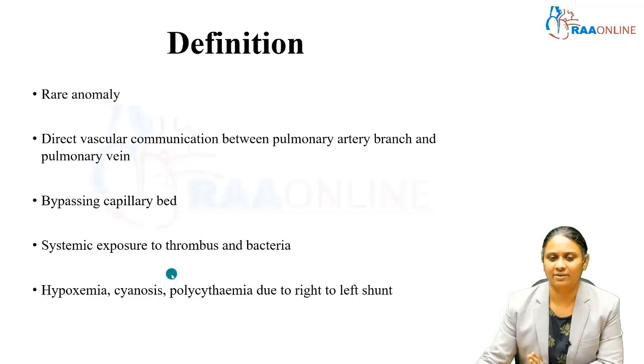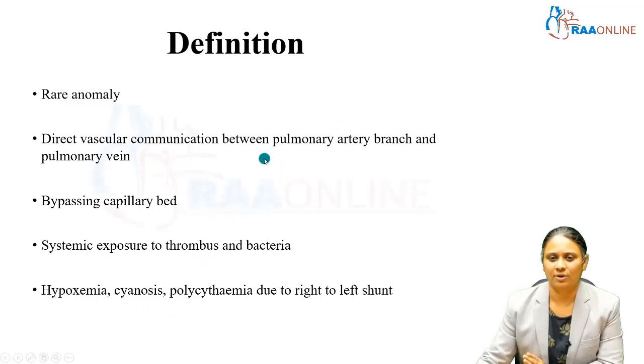example, a DVT, deep vein thrombosis, giving paradoxical embolism to the systemic circulation and also exposing the systemic circulation to bacteria. So this can result in stroke or brain abscess. So this stroke is called a cryptogenic stroke where the source is not known but it is an embolism. So pulmonary AV fistula can give rise to a cryptogenic stroke because of the paradoxical embolism.